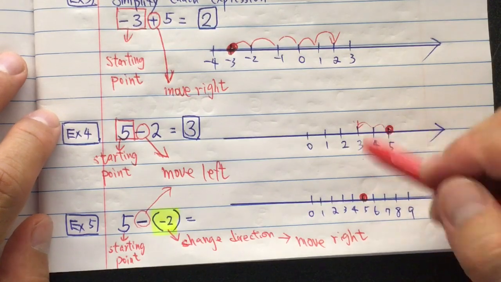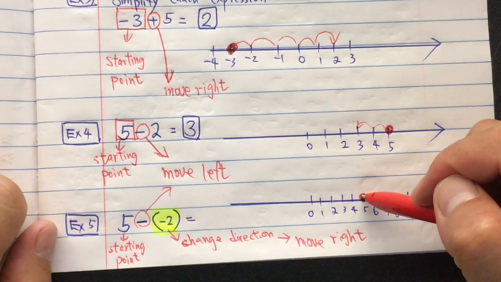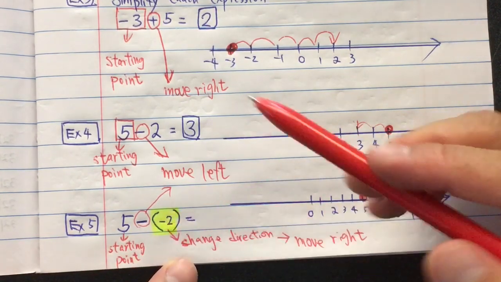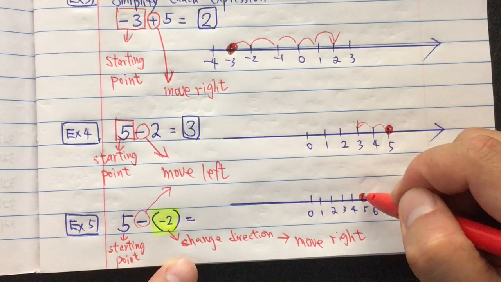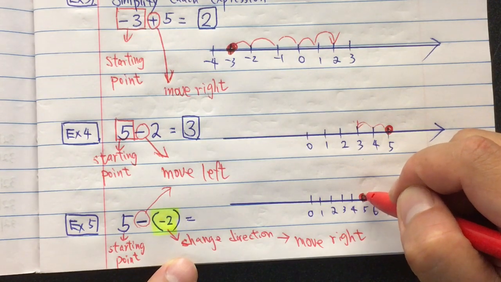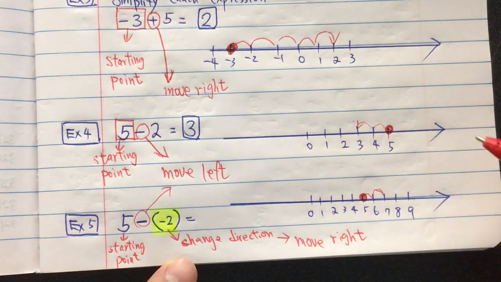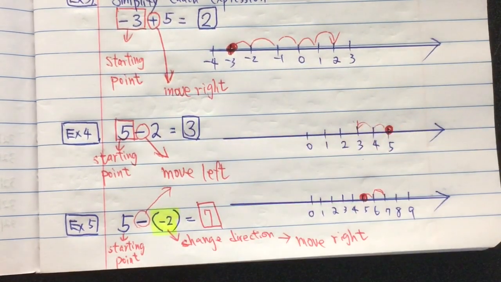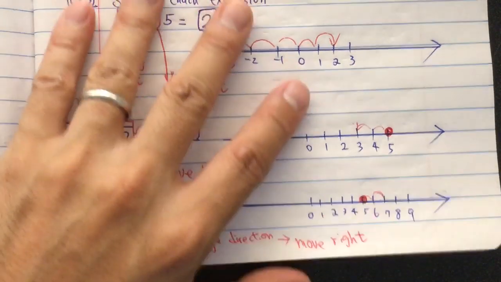So now we start from 5, right? Originally we need to move left, but now since we see one more negative, we need to change direction. So 2 units to the right. 1, 2. So the answer is 7. You got it? Okay, now turn to the next page.